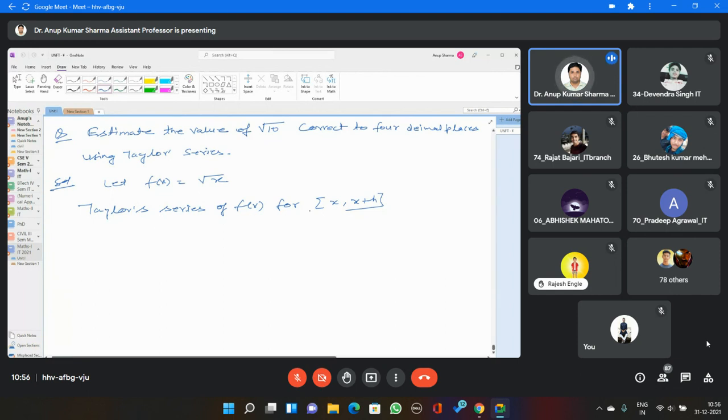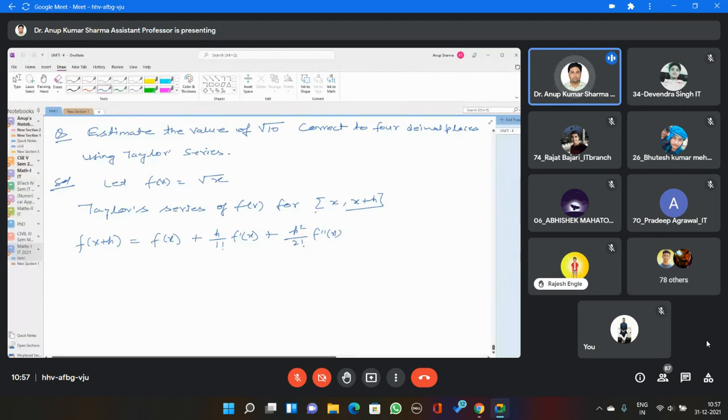So the Taylor series of f(x) for x plus h. In this case, we write the Taylor series about the point x. That means f of x plus h is equal to f of x plus, we write here, x plus h minus x is h, upon factorial 1 f dash of x. Next is h square upon factorial 2, same thing, f double dash of x.